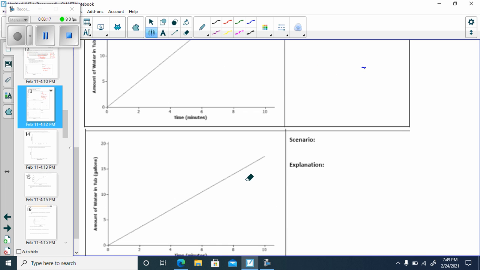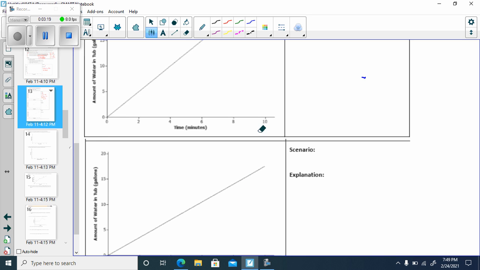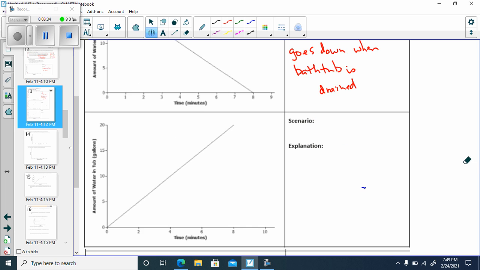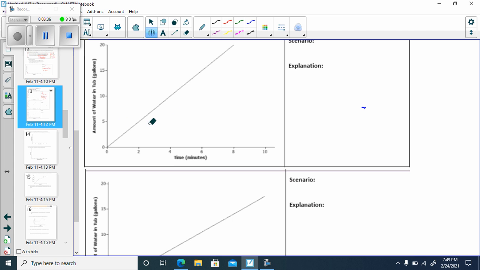Now I've got 2 where the water level is going up. What can we see a difference in those? Let's see. We've already done the constant rate one. We've already done drained. Both of them are being filled. This is at 1.75 gallons per minute. This is at 2.5 gallons per minute. So this one is going up faster. D is going up faster. That would be here. See how this one's going up at a sharper rate than the other one? Okay, so this is scenario D.